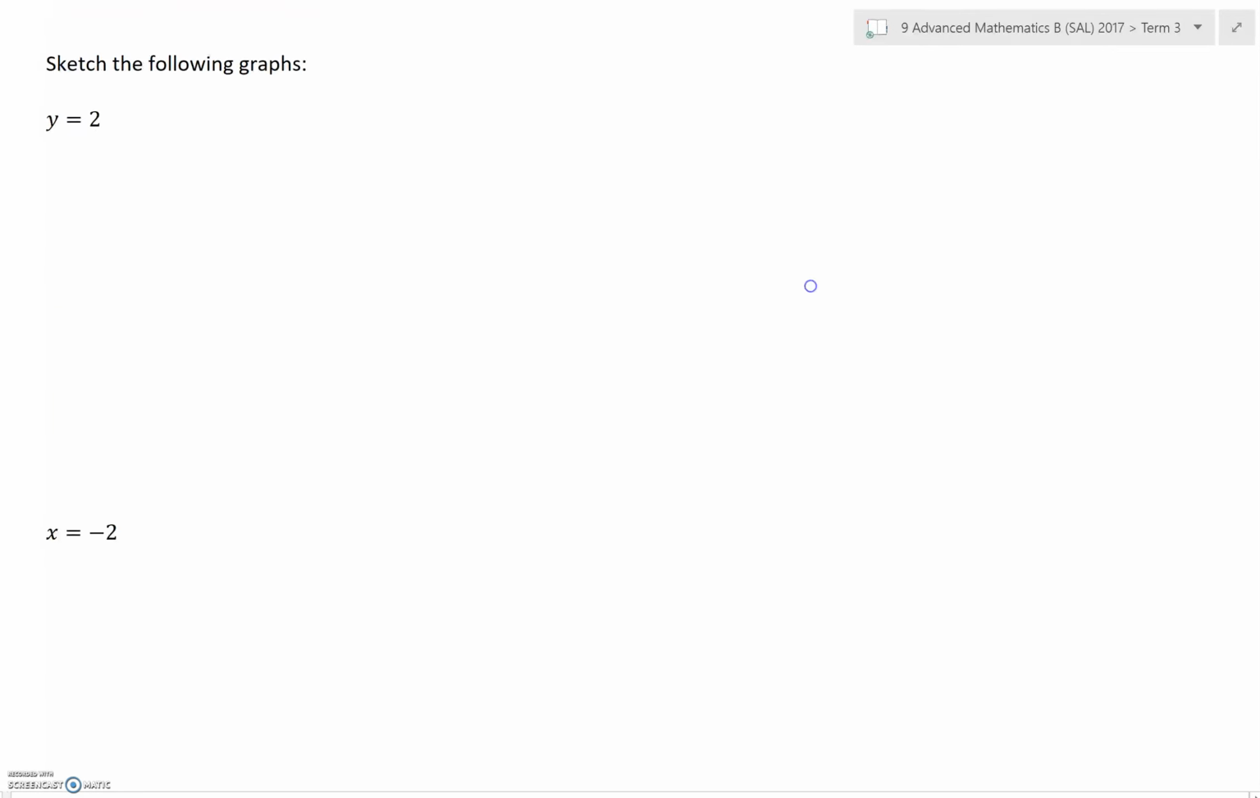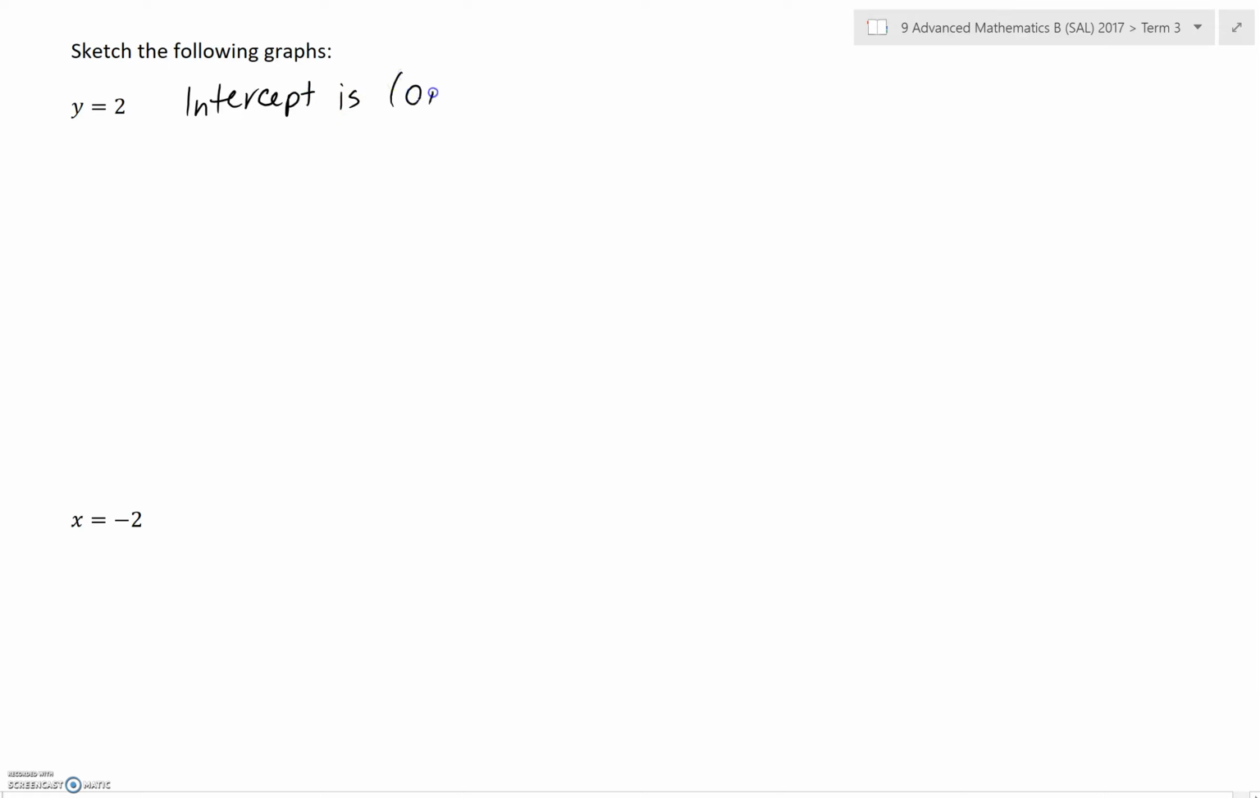Okay. So we're going to sketch the following graphs. The first graph we're going to look at is y equals 2. Now there's no x value in this equation, no x at all. That means it only cuts the y-axis and it's parallel to the x-axis. It never touches the x-axis. There's no x there. So what this equation tells us, like we looked at before, is that 2 is our y-intercept. So our intercept is (0, 2).